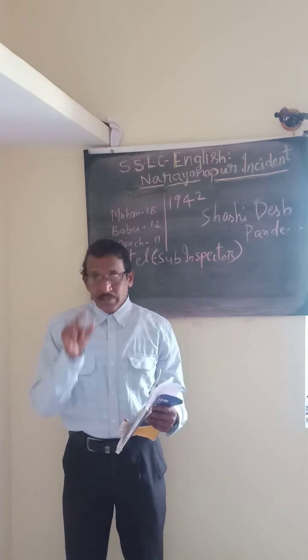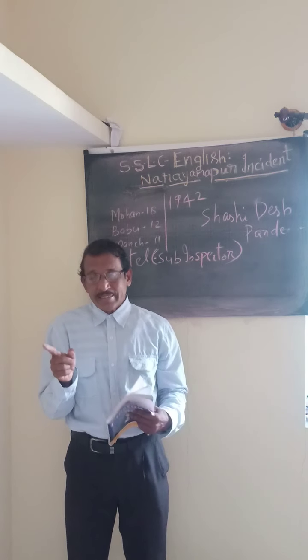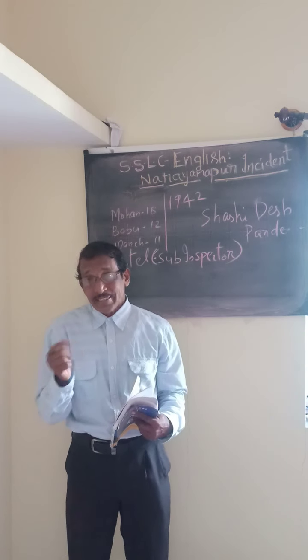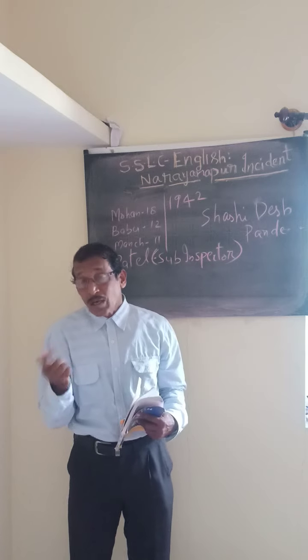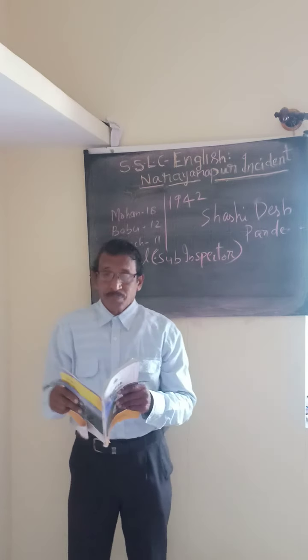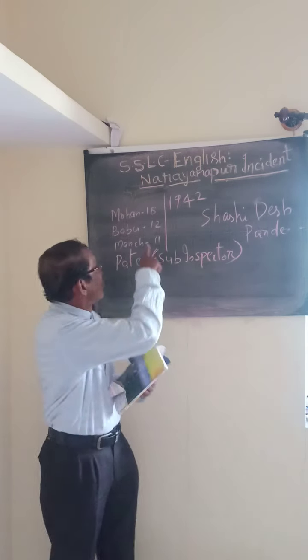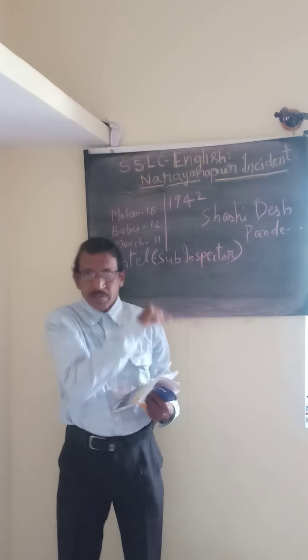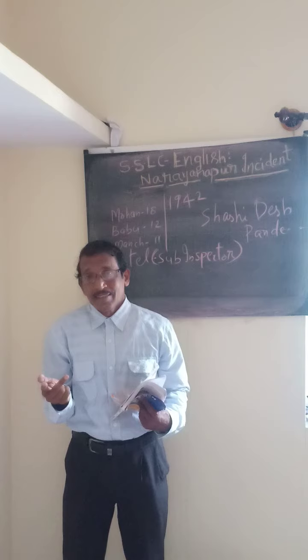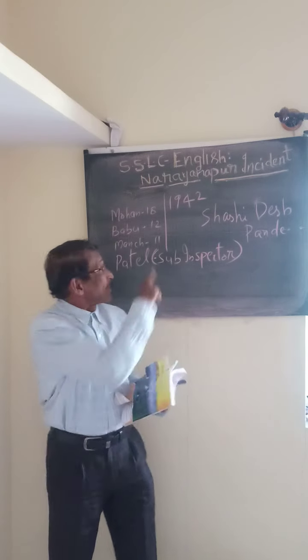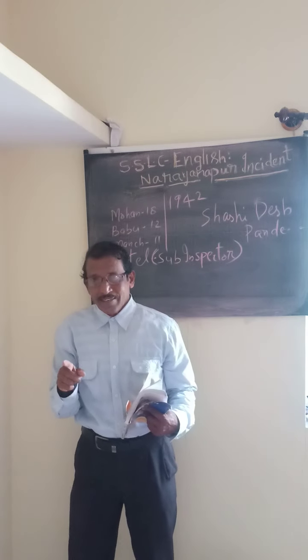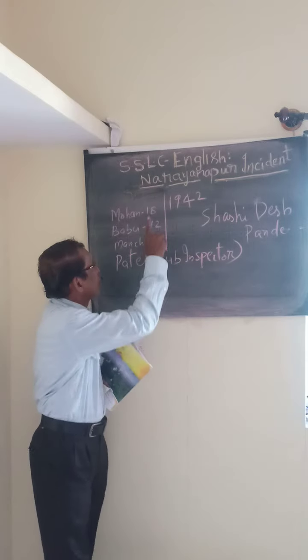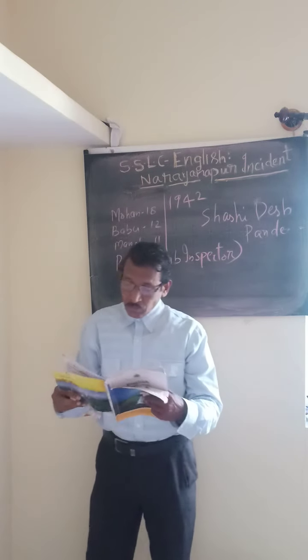So, you know that a teacher was a follower of Mahatma. Their children were Mohan, Babu and Manju. These three were his children. The names of the teacher's children are Mohan, Babu and Manju.